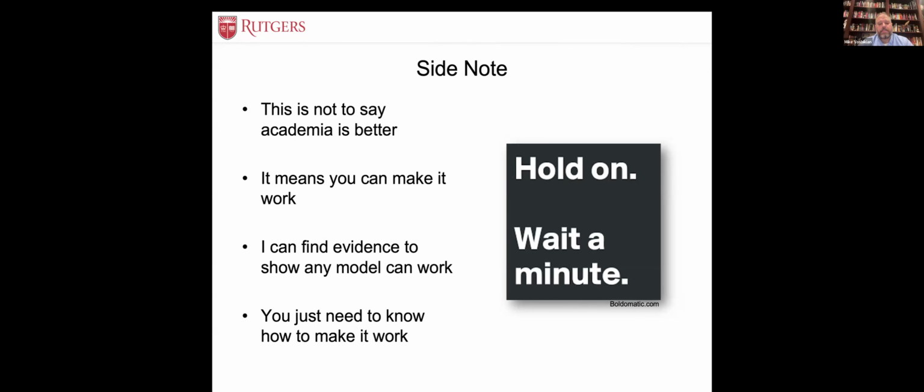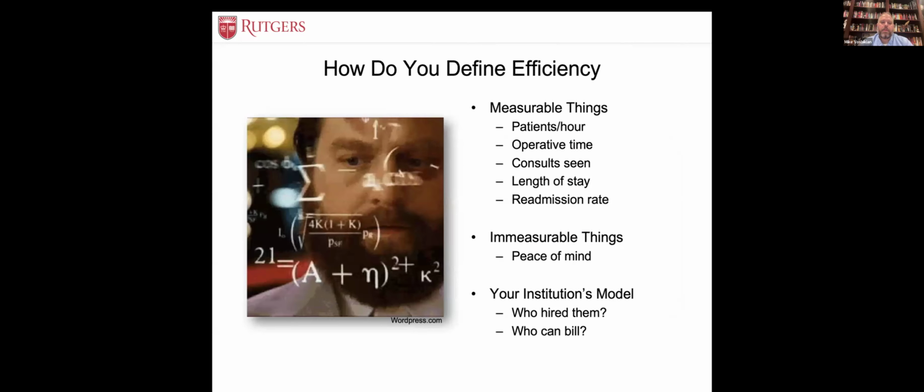You can find evidence that can show any model will work. You can find papers that say residents are the greatest things in the world or the worst things that ever crossed your path. And quite honestly, that just shows that you have to know how to utilize your resources and balance what you can. Again, this is not rocket science. It's just to sit down and spend the time thinking about it. You just got to figure out how to make it work.